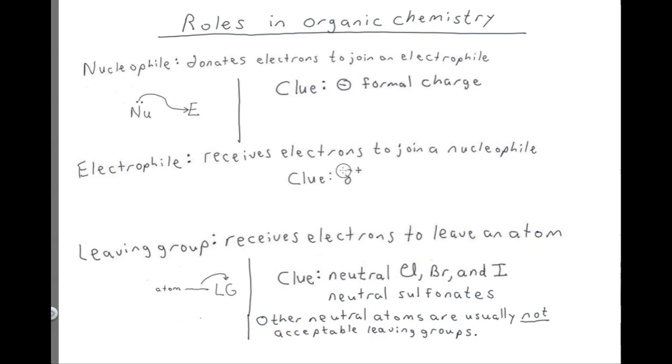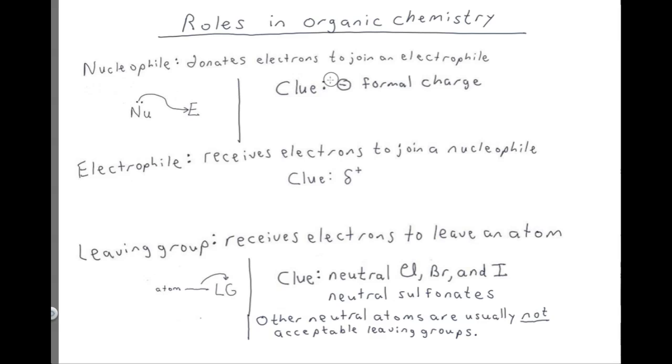All the material that we have on the screen right now is material that we covered in that previous video series on SN2 reactions. Well, we know that if we see a negative formal charge, that's a clue that an atom can be a nucleophile. But what if none of the starting materials has a negative formal charge? If none of the starting materials has a negative formal charge, how do you find the nucleophile? You would need another clue.